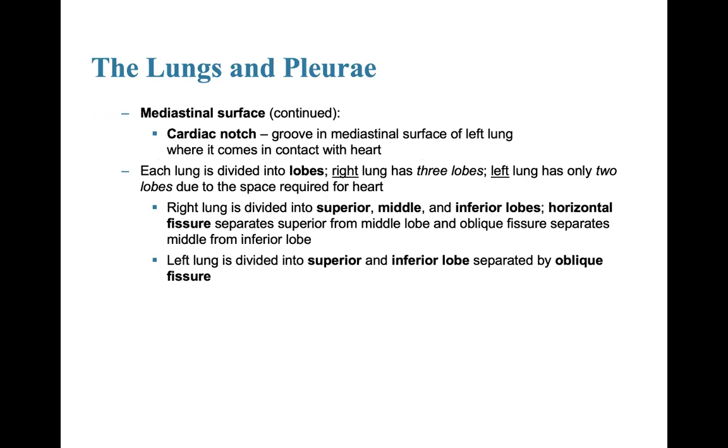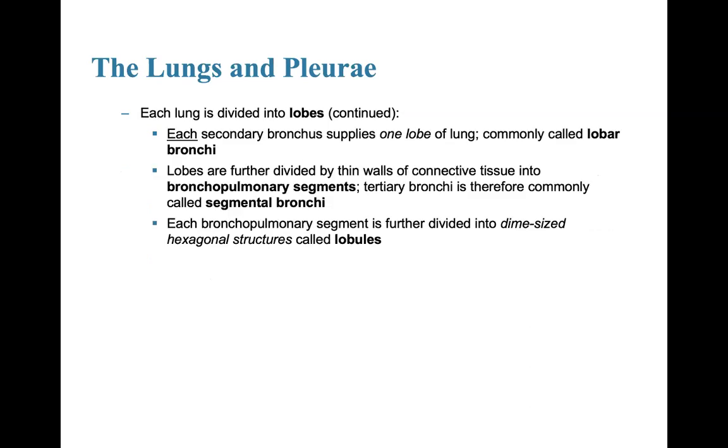Each lung is divided into lobes. The right lung has 3 lobes, the left lung only has 2 lobes due to the space required by the heart. The right lung is divided into superior, middle, and inferior lobes, and the horizontal fissure will separate the superior from the middle lobe, and the oblique fissure will separate the middle from the inferior lobe. The left lung is divided into superior and inferior lobe, separated by an oblique fissure.